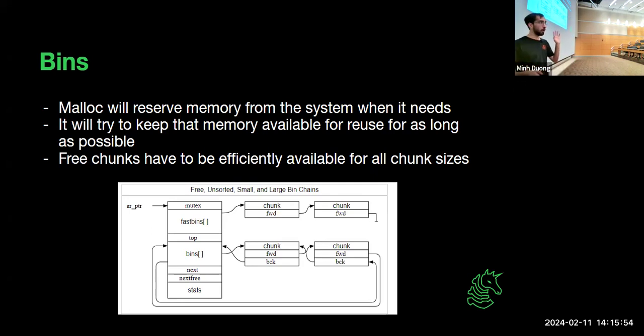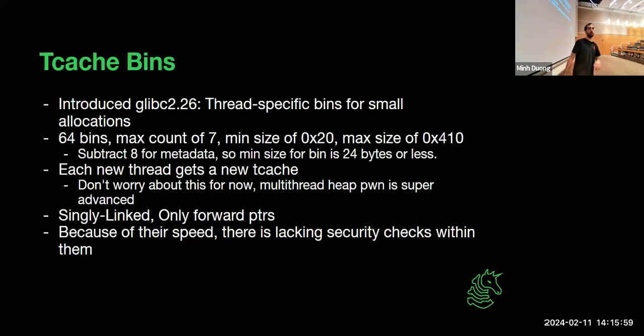So we're going to talk about all the bins that are within malloc's state. So the first one, and this is one of the more recent implementations, is Tcache, or thread-specific bins. There are 64 bins. Each bin has an associated size for the allocation. The minimum is 0x20, and the max size ends up being 0x410. The amount of useful space is minus 1 word. Each thread gets a new Tcache.